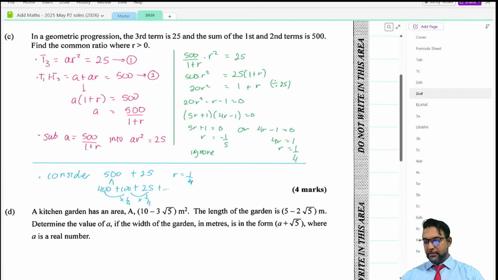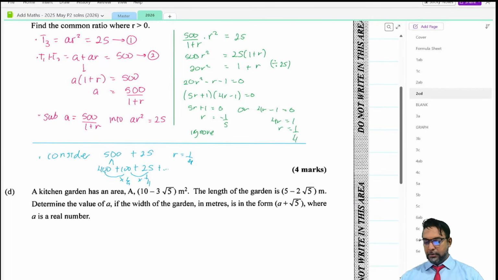A kitchen garden? What are they doing here? A kitchen garden has an area of 10 minus 3 root 5 meters squared. The length of the garden is 5 minus 2 root 5. Determine the value of a if the width of the garden in meters is in the form a plus root 5, where a is a real number.